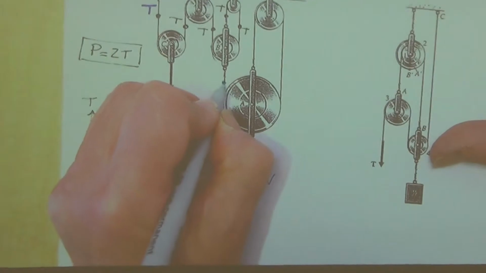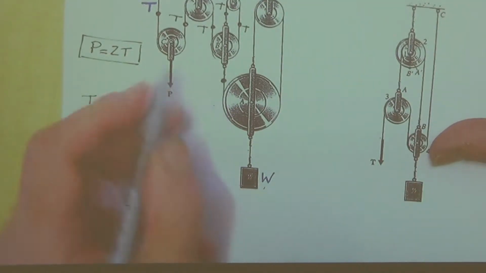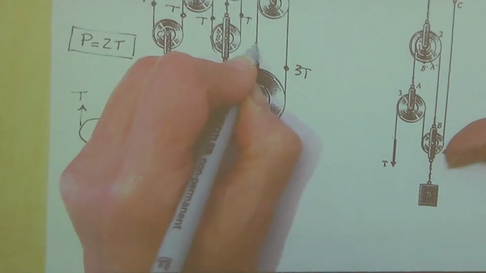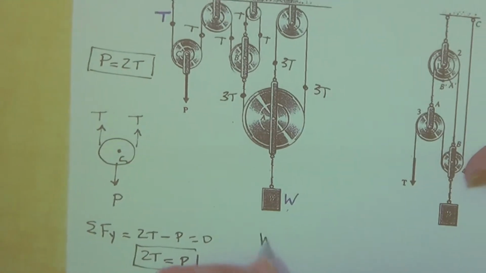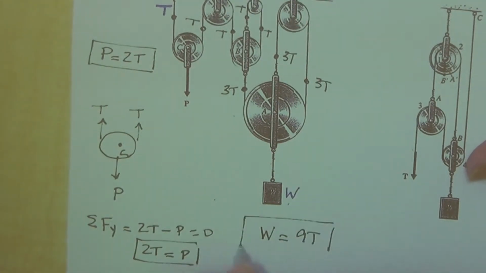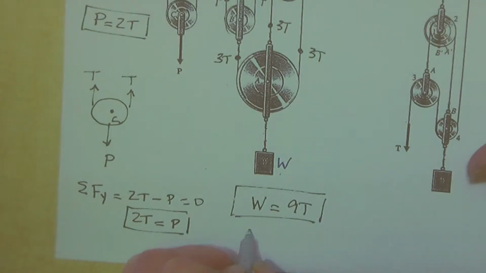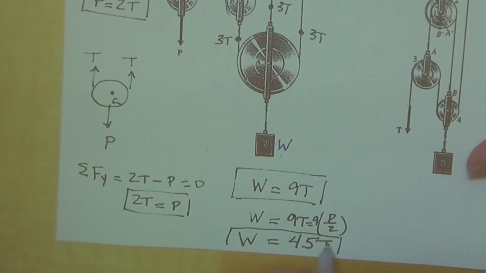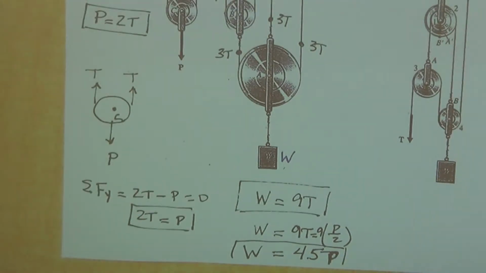Okay, so now what's the cable in here? 3T. 3T, good. What's this? 3T. What's this? Right? So what's W equal to? 9T. Got it? So what's the relationship between W and P then? W equals 9T, and T is equal to P over 2. So what is that, 4.5P? Am I off the page? No. Good? Is that right?